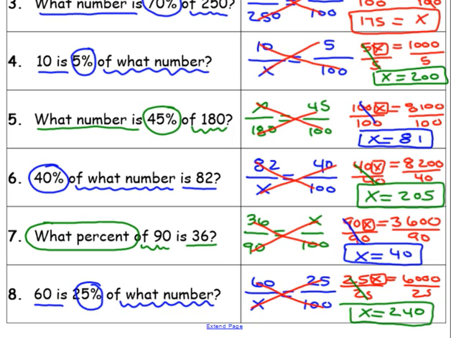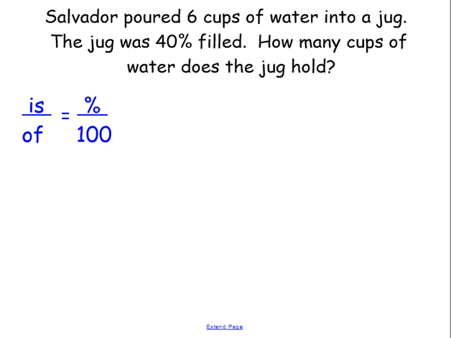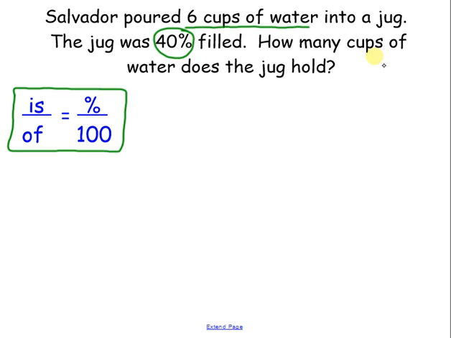Okay, so we're going to take it up a level. So we're using the same exact formula. Is over of equals percent over 100. Salvador poured 6 cups of water into a jug. The jug was 40% filled. How many cups of water does the jug hold?